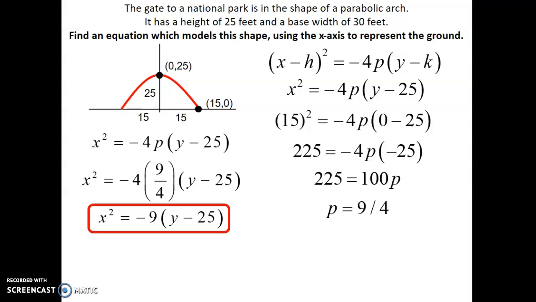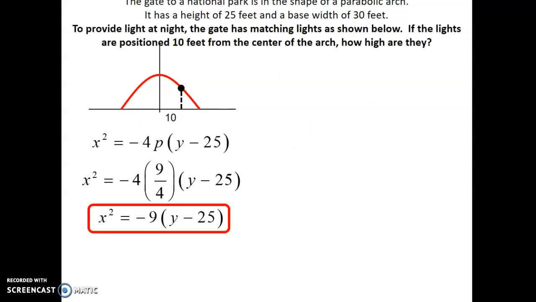Okay, the second part of this question says, to provide light at night, the gate has matching lights as shown below. If the lights are positioned 10 feet from the center of the arch, how high are they? So this one also causes some problems. Now that 10 is from the middle of the parabola to where the light is located horizontally.